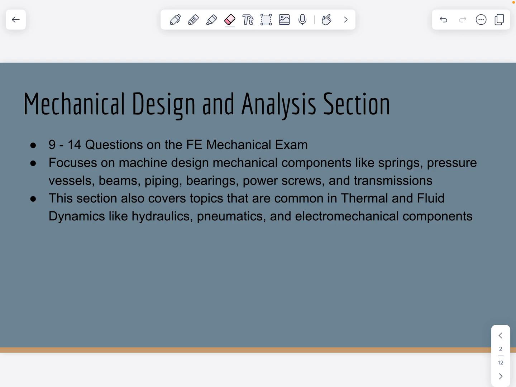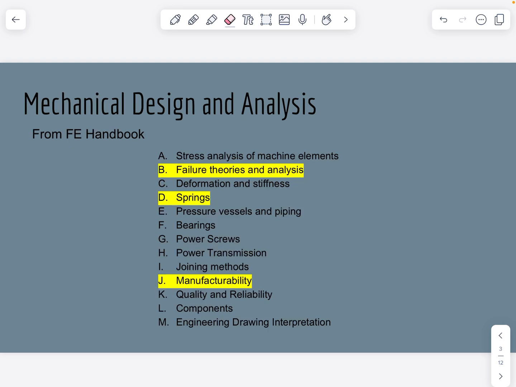It's kind of unique because it also covers topics that are common in the thermal and fluid dynamics section. It involves things like hydraulics, pneumatics, and electromechanical components. This is the outline from the FE handbook of what can be covered in this section. The highlighted ones are the ones that I'm going to be going through today. I'm going to start with springs and do a few examples from there. That seemed like a little bigger section, and I think more common in the FE practice exams.